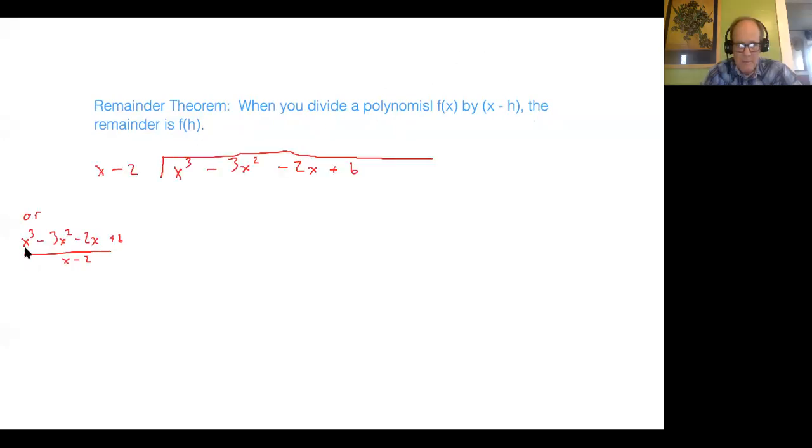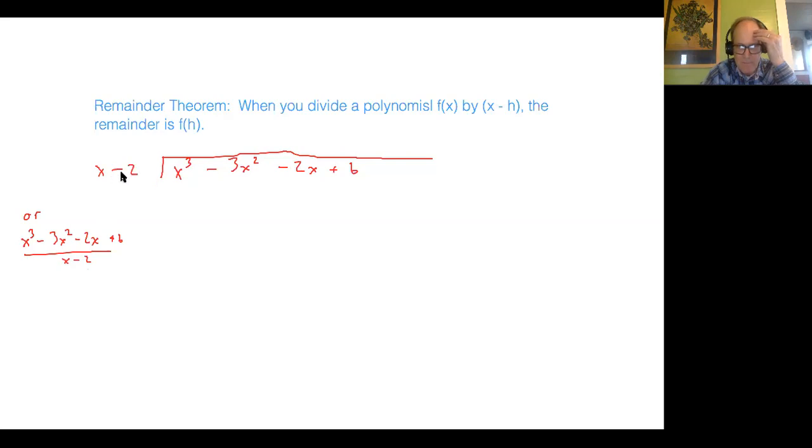So suppose you had this polynomial, x cubed minus 3x squared minus 2x plus 6, and you divided that by x minus 2. Or let's write it this way. Let's do long division. Now, why don't you pause and write that out and you try it along with me. X cubed minus 3x squared minus 2x plus 6 divided by x minus 2.